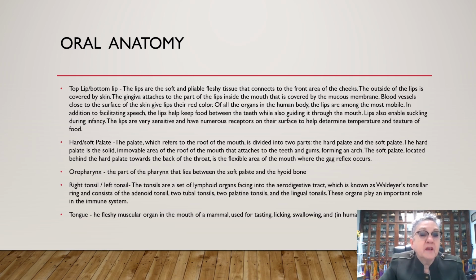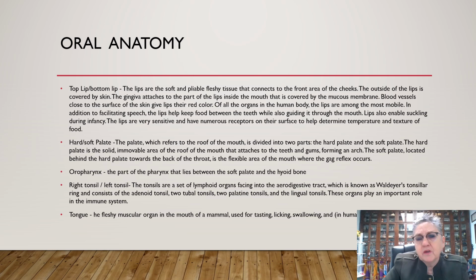Then we have the oropharynx. That's the part of the pharynx that lies between the soft palate and the hyoid bone. The right and left tonsils are a couple of lymphoid organs. They're present in the tract. They consist of the adenoid tonsil, two tubal tonsils, two palatine tonsils, and the lingual tonsil. These organs play an important role in the immune system. And then we have the tongue. It's a fleshy muscular organ in the mouth. It's used for tasting, licking, and swallowing.